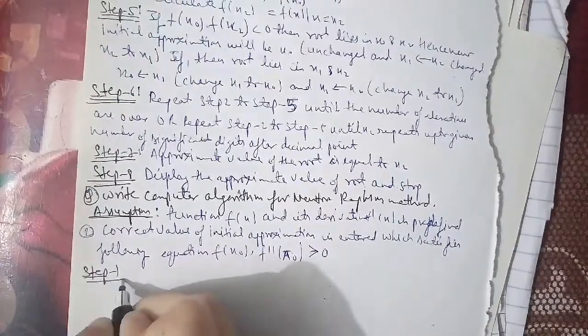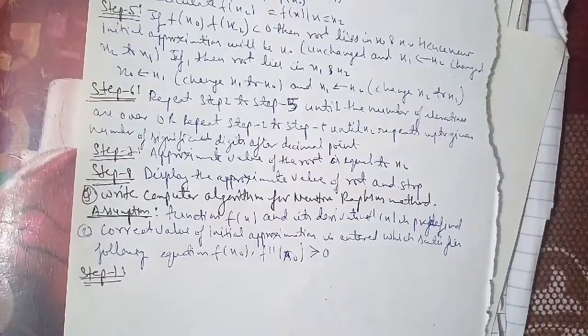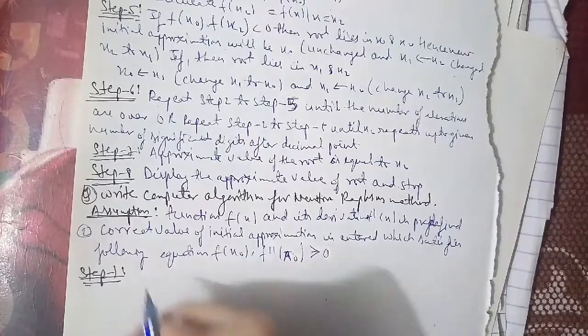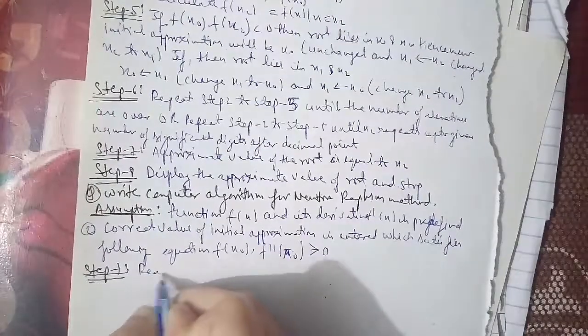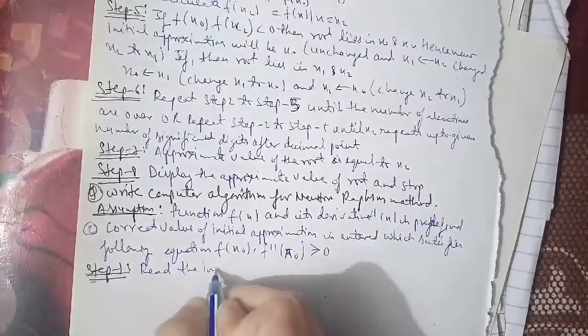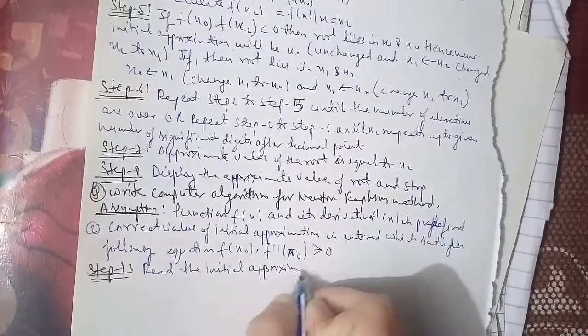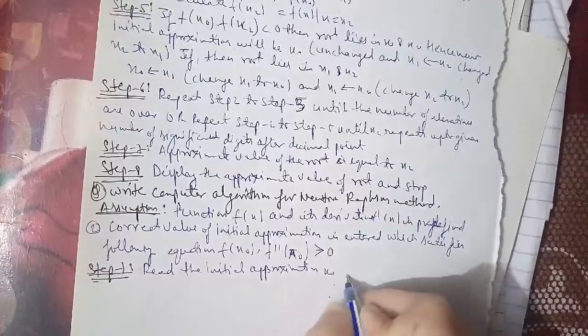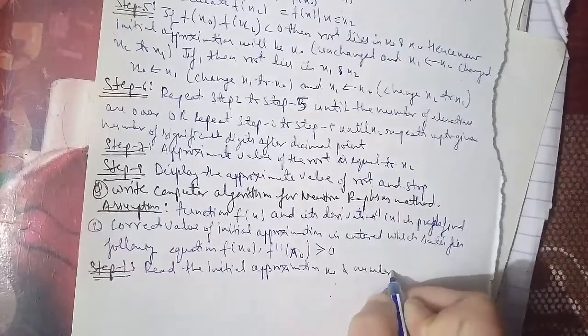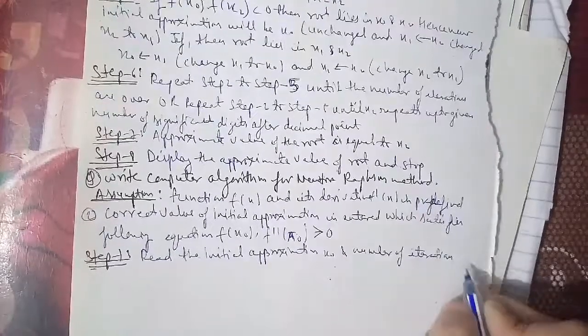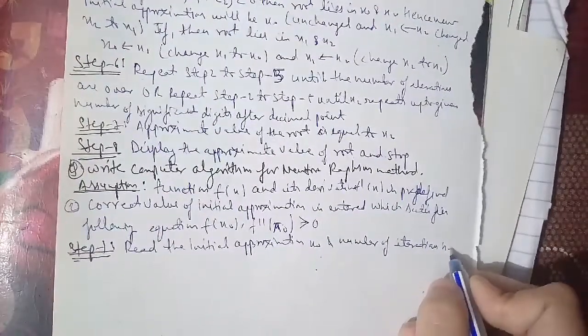In step 1, you have to read the initial approximation x0 and number of iterations n required. Read the initial approximation x0 and number of iterations n required.